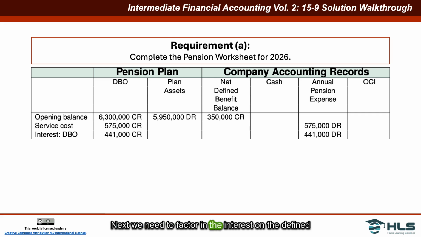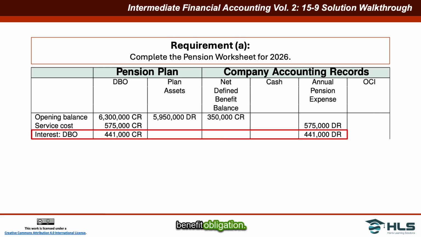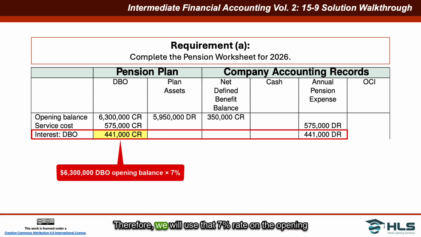Next, we need to factor in the interest on the defined benefit obligation. The data doesn't tell us what the interest expense on the obligation is, but we do have enough information to figure it out. The data tells us that the current interest rate on high-quality corporate bonds is 7%. Therefore, we will use that 7% rate on the opening balance of the defined benefit obligation.